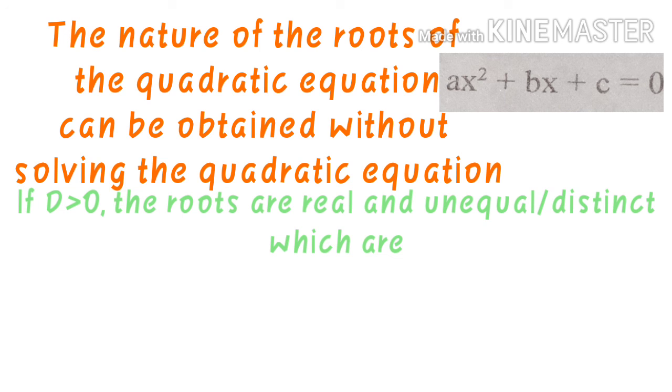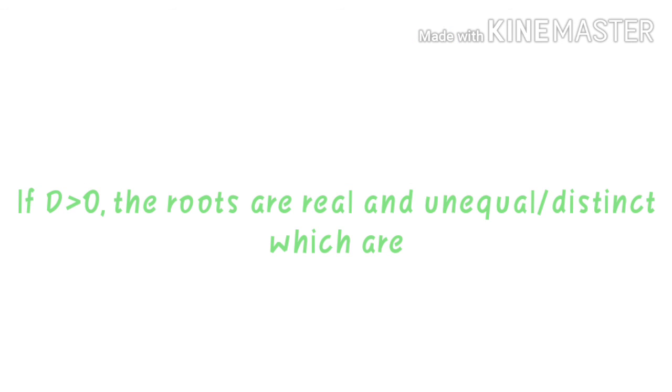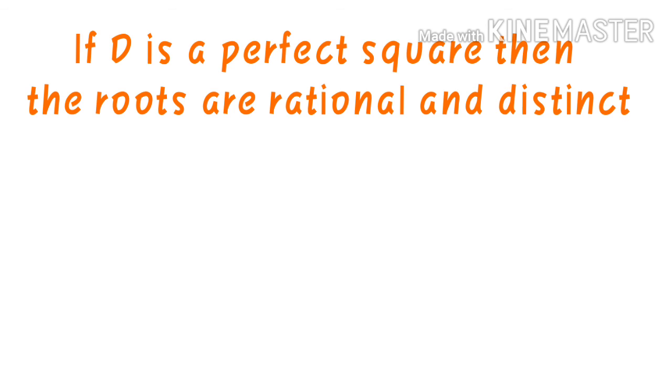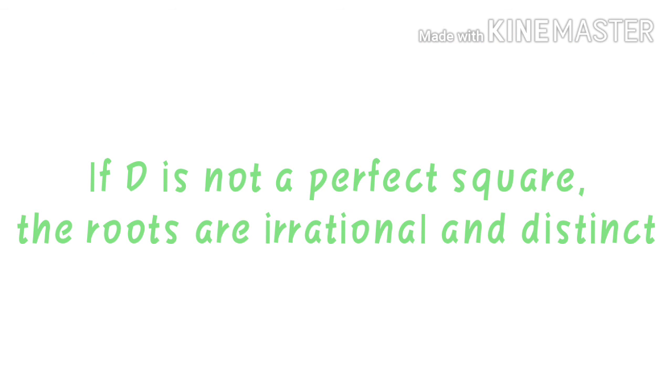If the discriminant D is greater than 0, the roots are real and unequal or distinct. In this case, the two distinct roots are alpha = (-b + √D)/2a and (-b - √D)/2a. If D is a perfect square, then the roots are rational and distinct. If D is not a perfect square, then the roots are irrational and distinct.